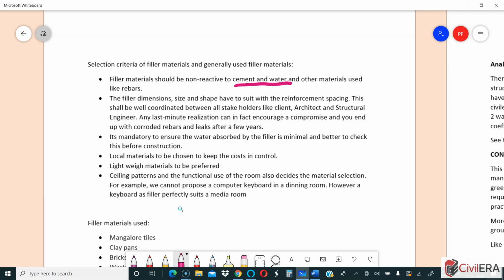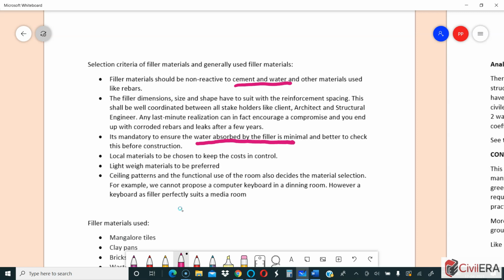What I mean to say is, you need to have proper binding for the rebar. So that space should be available like a band. Only in the remaining part can you have a filler. So that needs to be really understood. It's mandatory to ensure the water absorbed by the filler is minimal. Otherwise you will have construction issues and design issues, and later you will have a lot of additional issues, corrosion and various things.